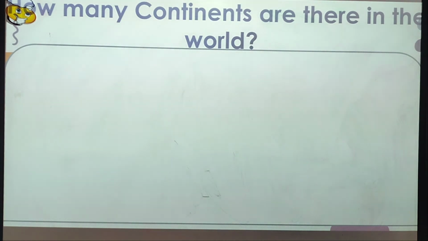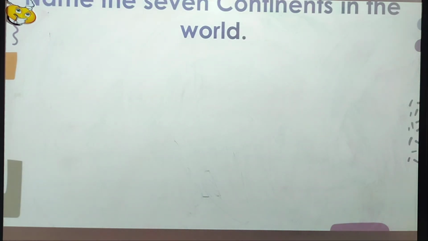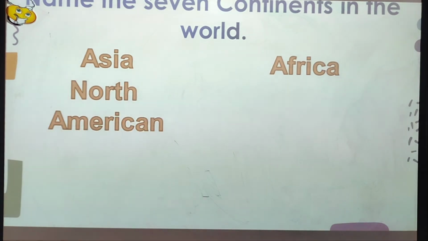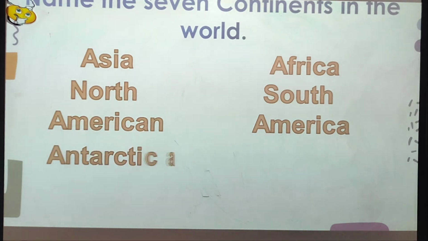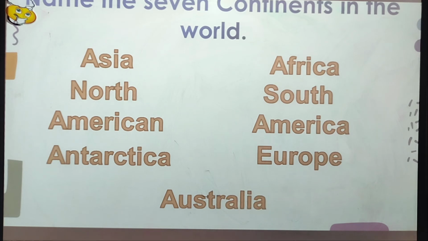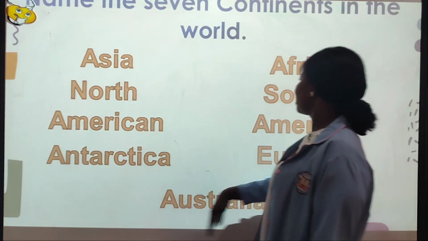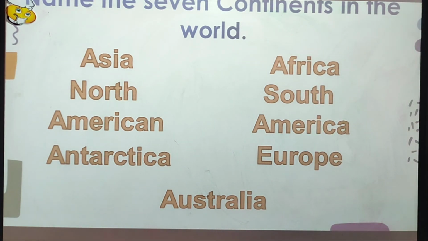Now, how many continents are there in the world? There are 7 continents in the world. Name the 7 continents in the world. Asia, Africa, North America, South America, Antarctica, Europe, and Australia. Alright?